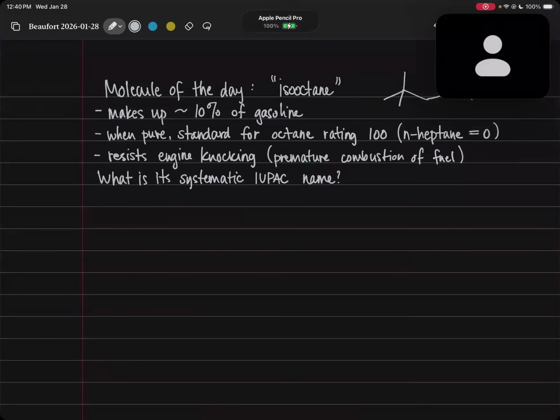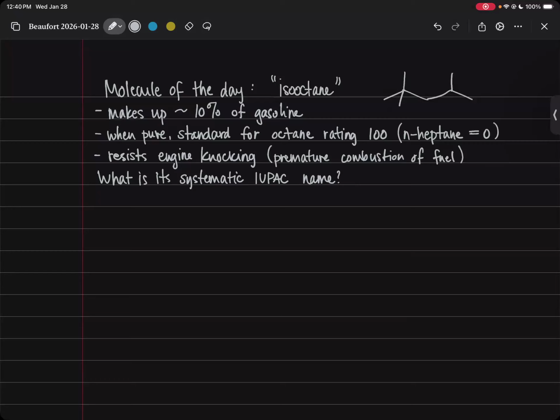Okay, so here's today's molecule. Its common name is isooctane. This is a constituent of gasoline, making up about 10% of most gasoline, and it is the standard set point for 100 octane fuel. The octane rating is a measure of resistance to engine knocking, which is like premature detonation of the fuel inside the engine. And so isooctane is very resistant to engine knocking.